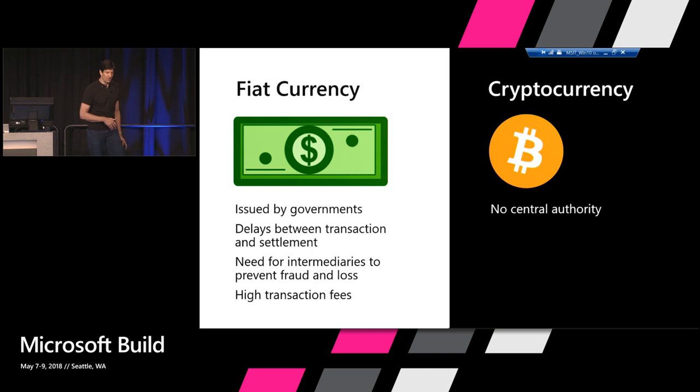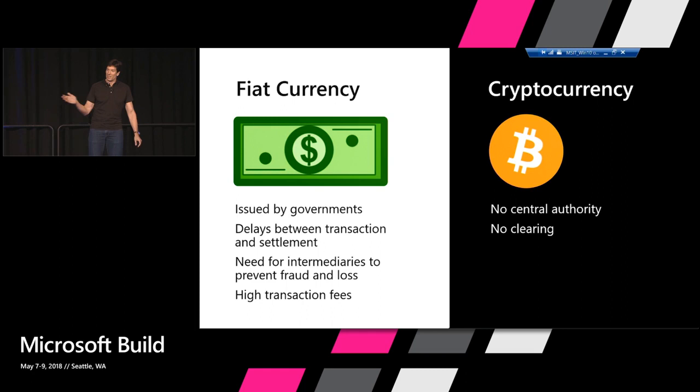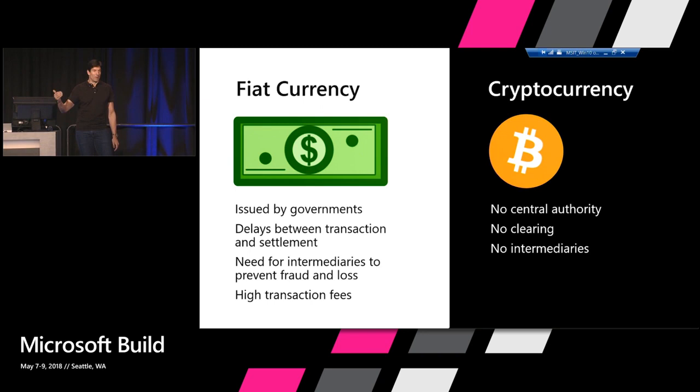There's no transaction settlement clearing. You send a payment from one account on the cryptocurrency network to another one. Once the transaction is accepted by the network, it's instantaneous settlement. And there's no intermediaries involved. Like I said, send money from one account to another one. It's there as soon as the transaction commits.